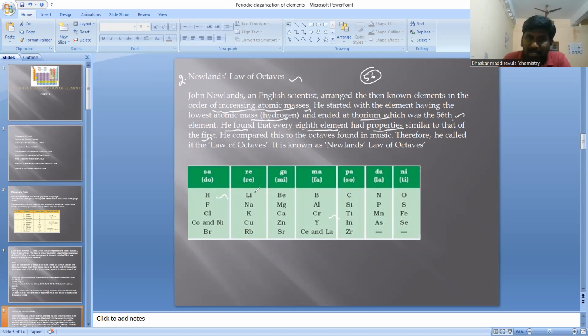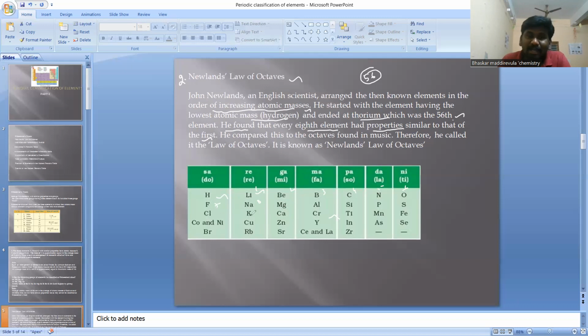That means if you see lithium, the next eighth element is counted: first element, 2, 3, 4, 5, 6, 7, and this is the eighth element. So sodium and lithium have similar properties. He found it like this.